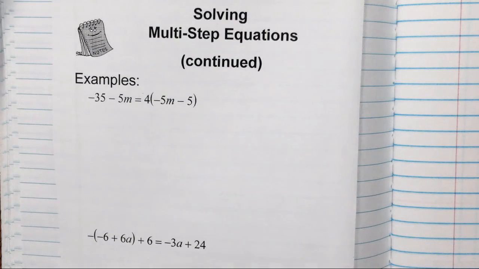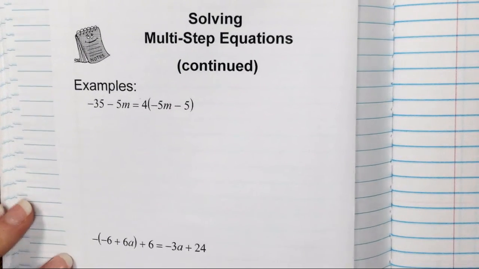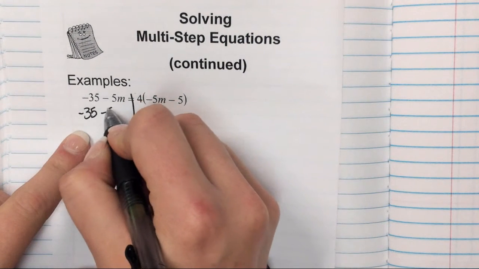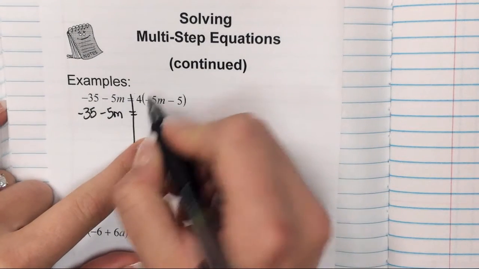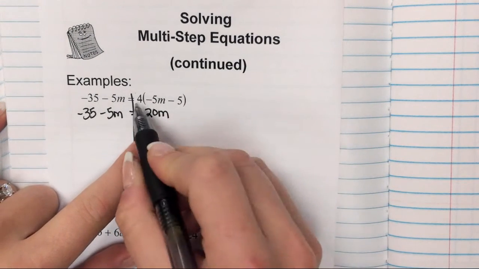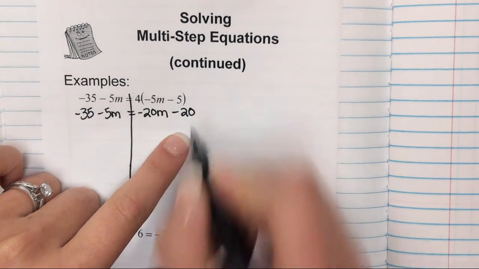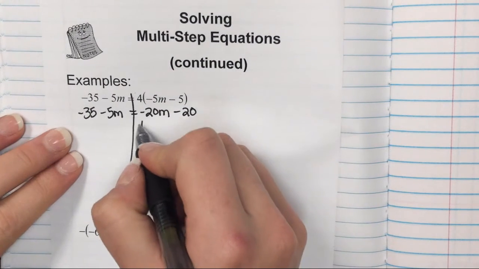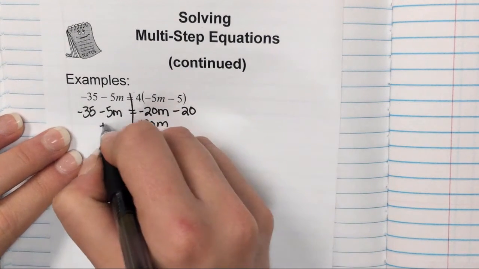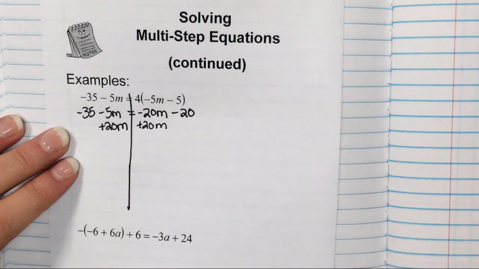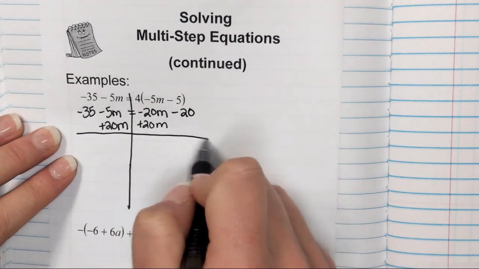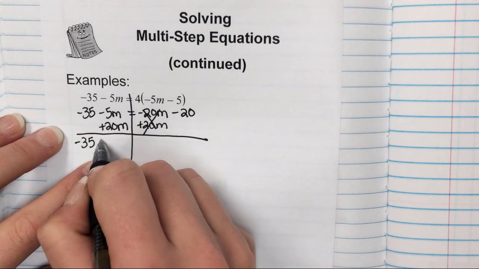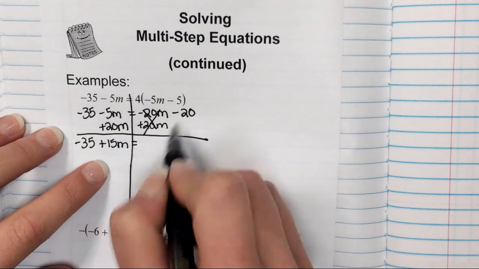My next example, I am going to start by distributing the 4. So I have -35 minus 5m is equal to 4 times -5m is -20m, and 4 times 5 is -20. I'm going to move all the variables to one side. I'm going to move the -20m to the right by adding 20m to both sides, addition property of equality.